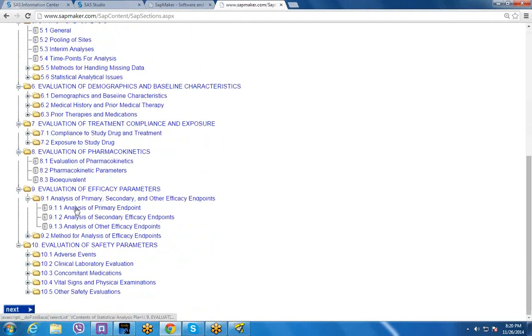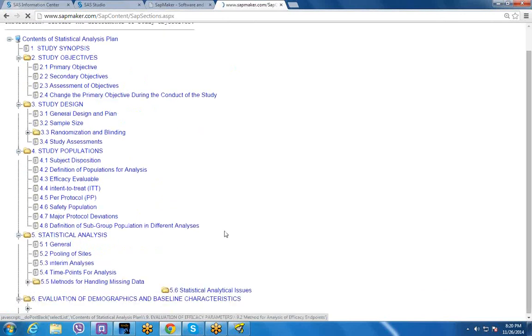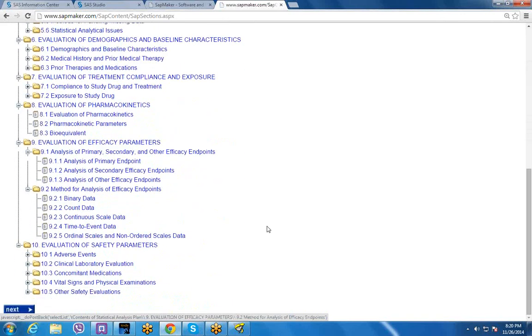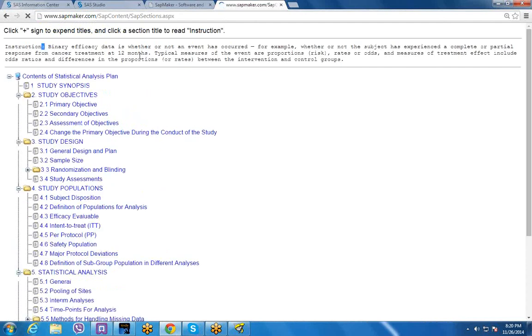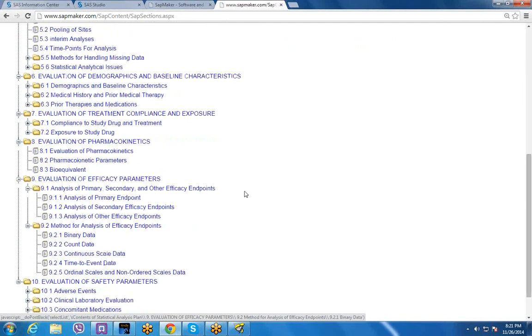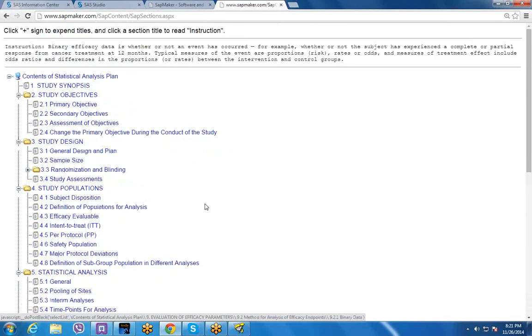In the efficacy parameters, you see the primary methods for analysis of efficacy. I told you, right? What is the method of checking the efficacy? Okay, let's take the binary data. Then it shows what the binary data is here. It will give you the meaning of each and every part of the SAP. Just go through sapmaker.com, and if you have any doubts, make a note. We'll be discussing them.